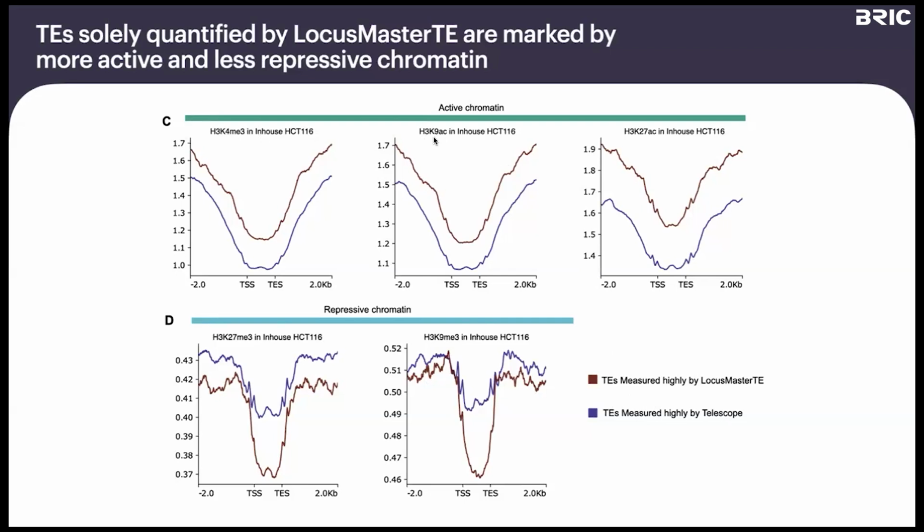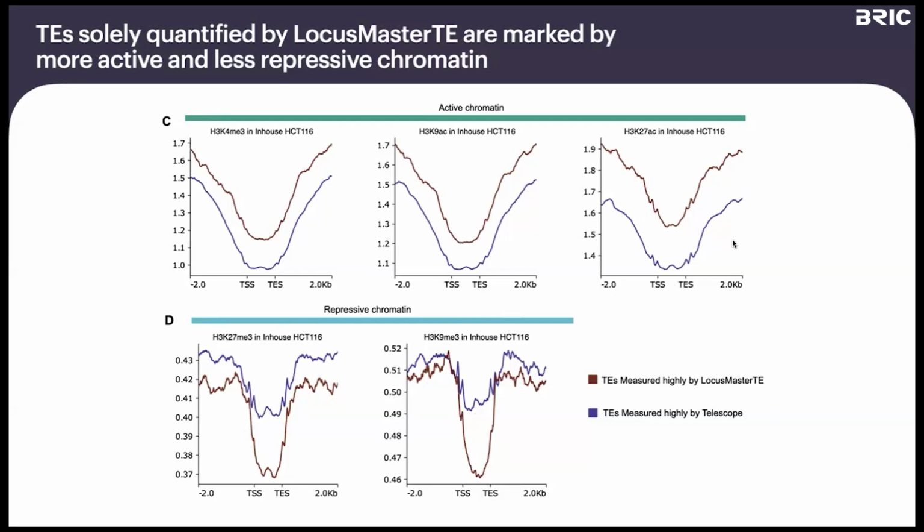H3K4me3, H3K9 acetylation, and H3K27 acetylation are the three major active markers. Just to make sure there is no potential bias in the histone data, we restricted our analysis to the TE regions with a mappability score greater than 3.5. We compared them, and the TEs highly captured by LocusMasterTE show less enrichment for two of the repressive markers, and greater enrichment for all three active markers.